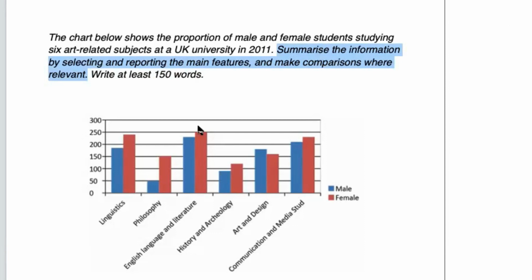So you have to summarize the information here by selecting and reporting the main features, not all of the features, the main features. This is a big thing that students usually don't really pay attention to. So you don't want to write about everything. Remember, you only have 150 words as a minimum to write this. So you want to report the main features and make comparisons where relevant. Now again, we have male and female students. So male students are represented by the blue color and female by this red. And again, we have our categories on the x-axis here.